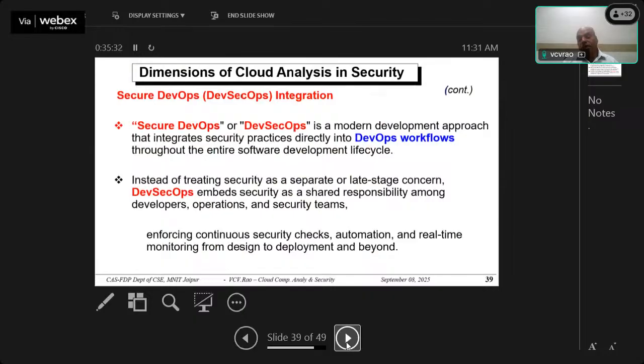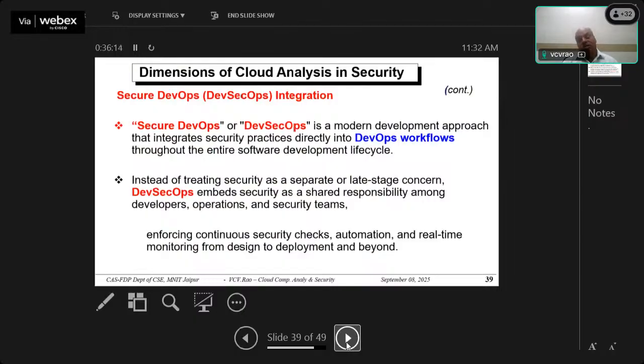It's a modern approach where security practices are built directly into your software lifecycle. When the security practices, that is maybe programming APIs or the scripting which are in the software. Earlier, security was a separate or later stage activity. Similarly, earlier testing was a separate and later stage activity. But now DevSecOps embeds security as a shared responsibility among developers, operations, and security teams also. That means you have the security team, you have the in-premise cloud operation team, and you have the developer team.